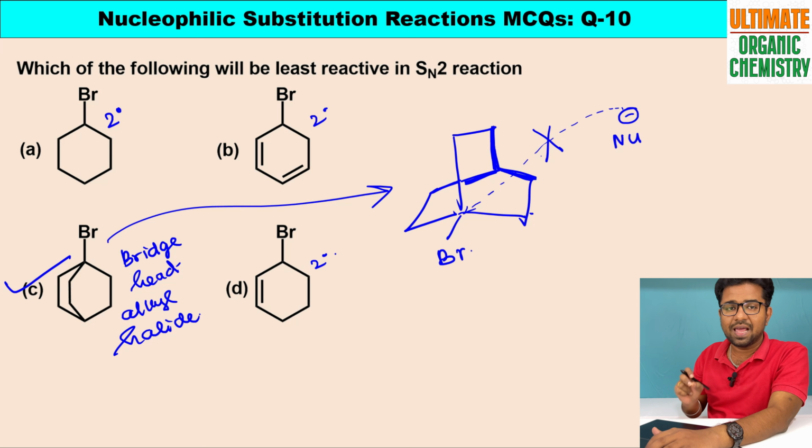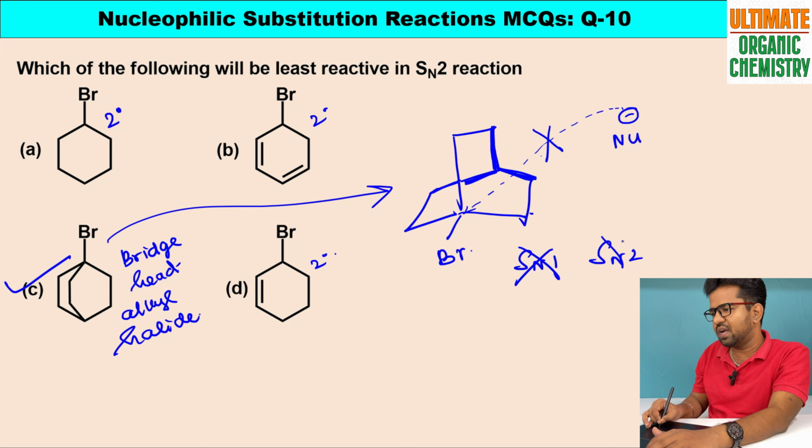So that means when a halide is present at bridge-end position, SN1 reaction also will not take place, as I explained in the previous case, and SN2 reaction also will not take place. So the least reactive will be option C.